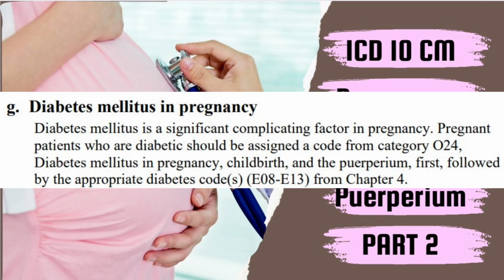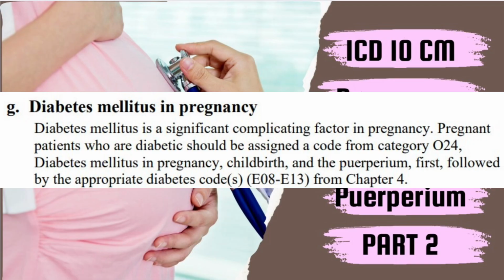So for this scenario, you code the O24 series, which is diabetes mellitus in pregnancy, childbirth and puerperium, because this is a pregnancy case, followed by the appropriate diabetes code. So what kind of diabetes the patient is having, based on that, you'll be coding from the E08 to E13 series, and this should be secondary, not principal.